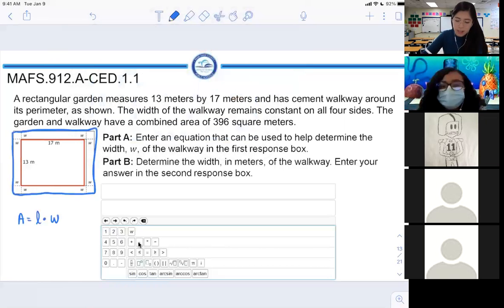So can anybody tell me, using what we know, along with the variable for the width of the cement, W, what the length and the width would be of this larger rectangle?